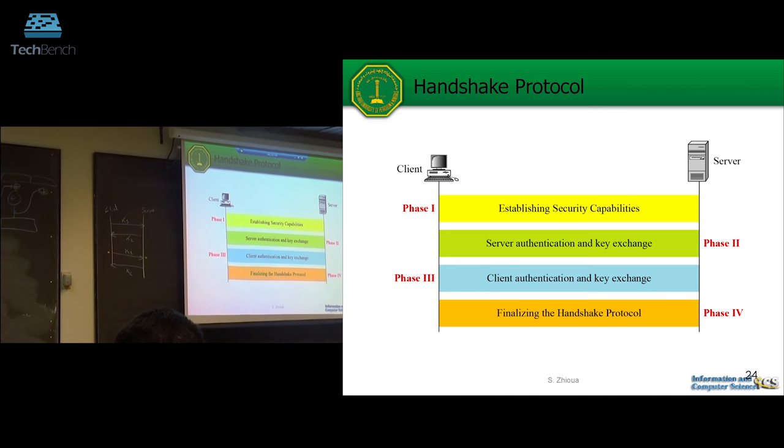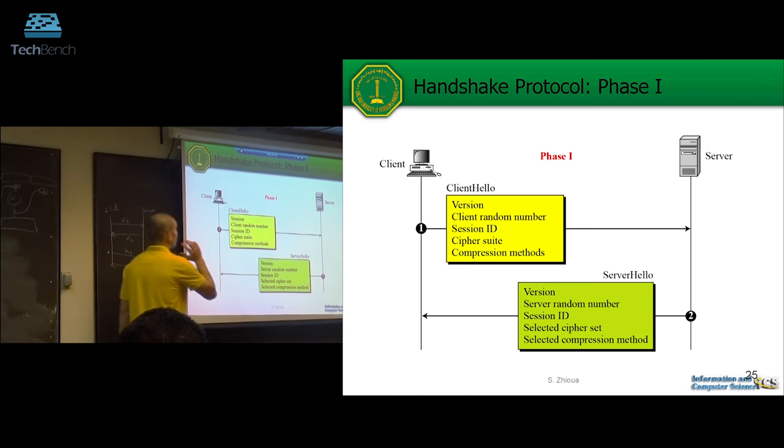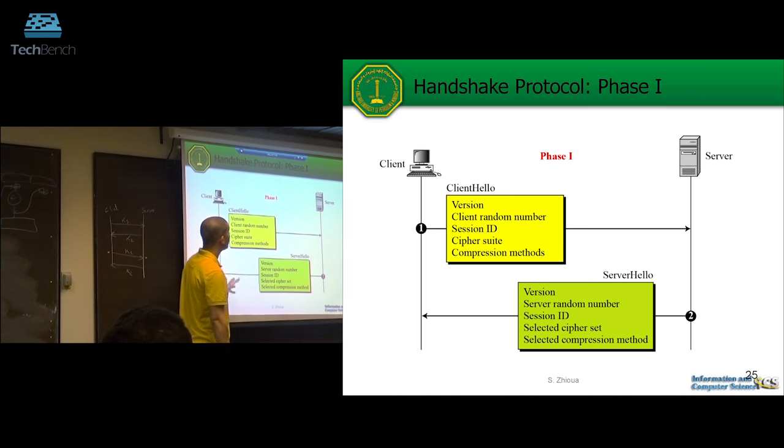Phase one. So how does it work? Phase one is composed of two messages. The client will send the client hello. The server will answer with a server hello. And this is the step where you agree on the cipher suite, what kind of protocols we're going to use. It doesn't need to be secure. I think everything here is done in clear.